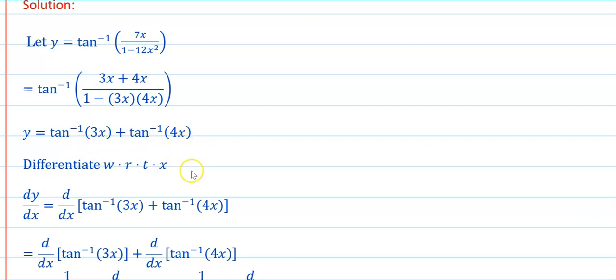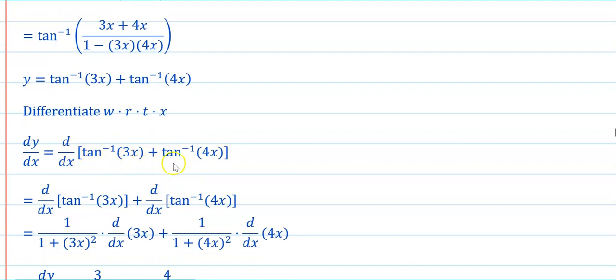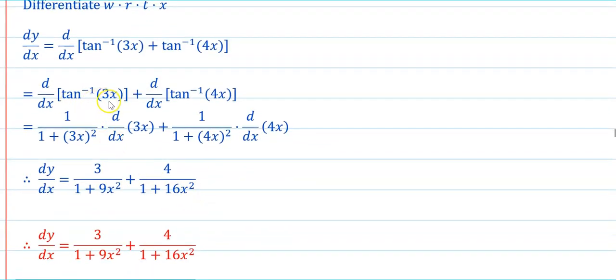Differentiate this with respect to x. Tan inverse of 3x plus tan inverse of 4x. Separate the derivative. Derivative of tan inverse of 3x is 1 upon 1 plus 3x bracket square into d/dx of this f of x. Similarly tan inverse of 4x is 1 upon 1 plus 4x bracket square into d/dx of 4x.